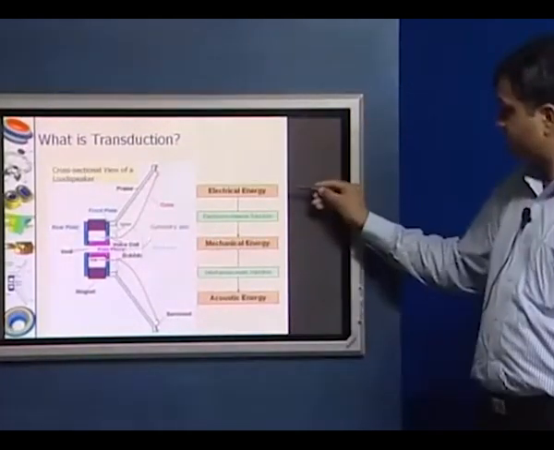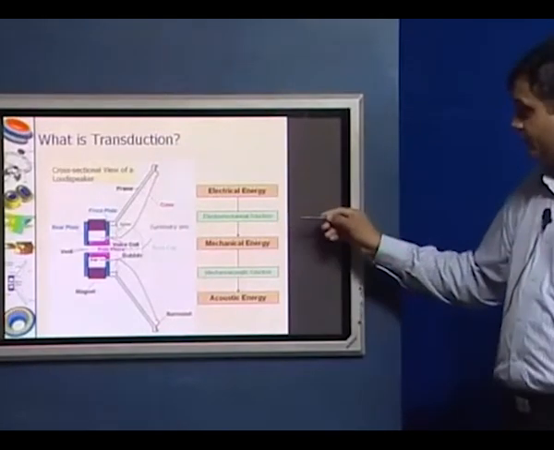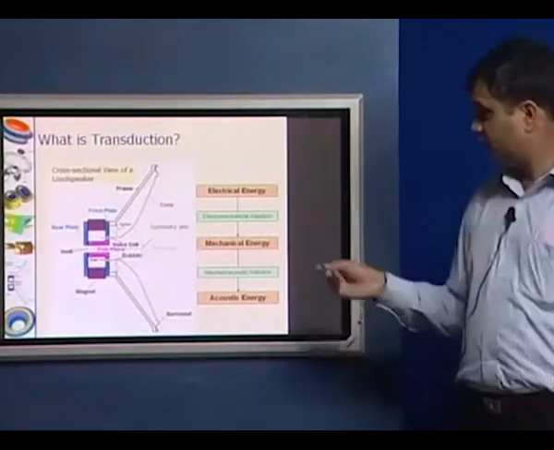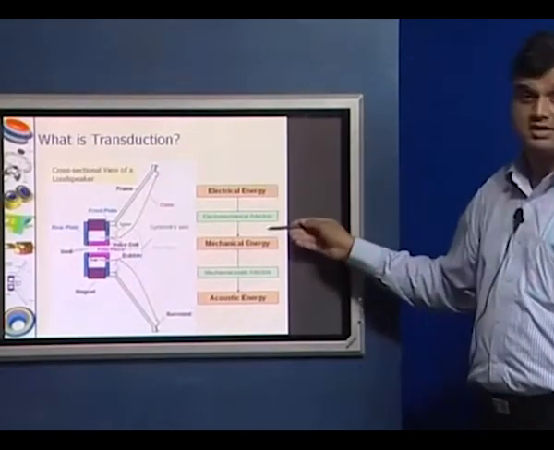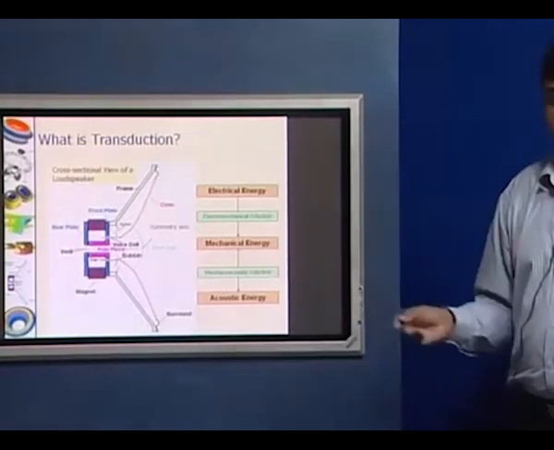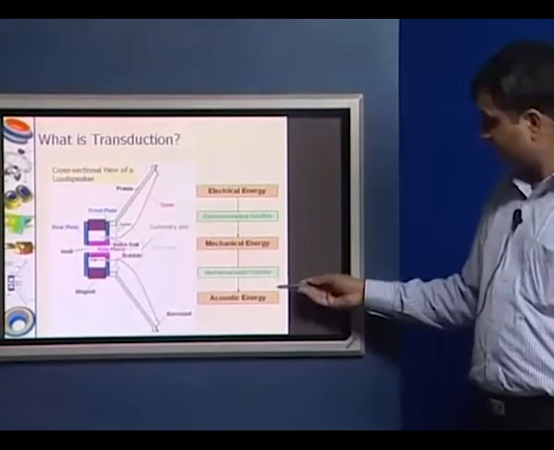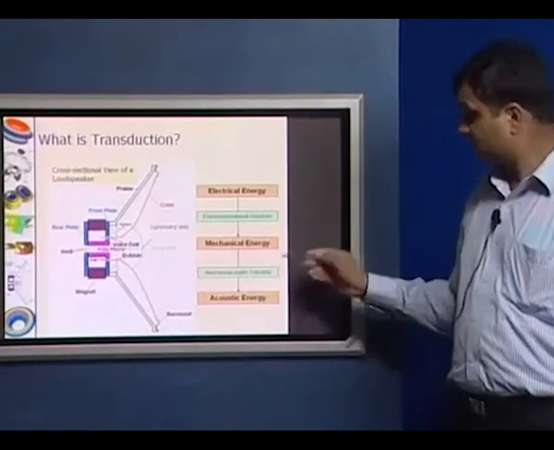So what's happening is that you have electrical energy, it comes into the system, it gets transformed into mechanical energy, and the transformation is called electromechanical transduction. Then the mechanical energy gets transformed into sound through mechanoacoustic transduction.